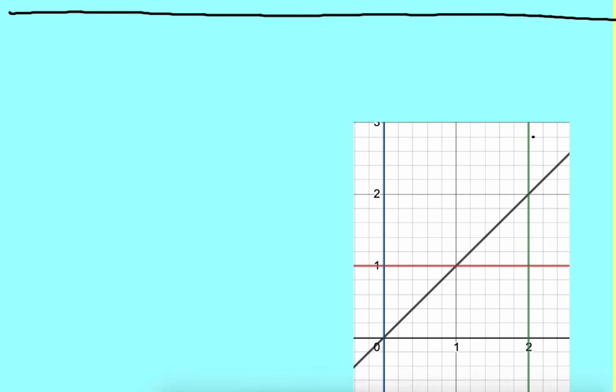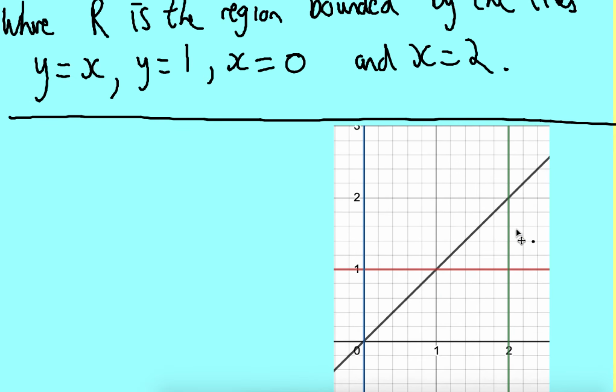Right, now let's talk about this. This is my region of integration. Now, it must be bound by these functions. So it doesn't start along the way until x equals 0. So it doesn't start till here, I know that. And it definitely finishes at x equals 2. So it can't go beyond x equals 2, and it can't start before x equals 0.